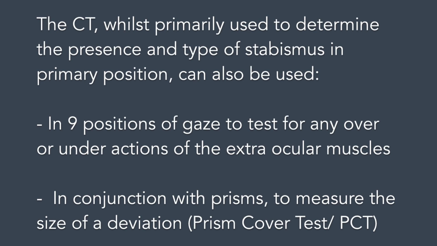The cover test, whilst primarily used to determine the presence and type of strabismus in primary position, can also be used in the 9 positions of gaze to test for any over or under actions of the extraocular muscles, or in conjunction with prisms to measure the size of a deviation using what's known as a prism cover test.